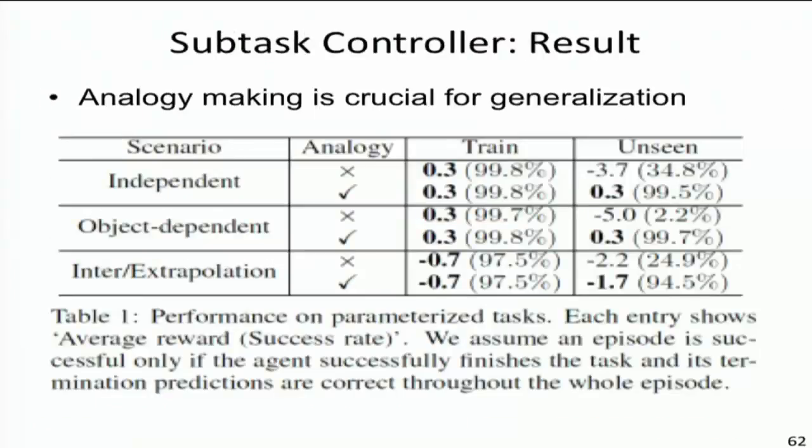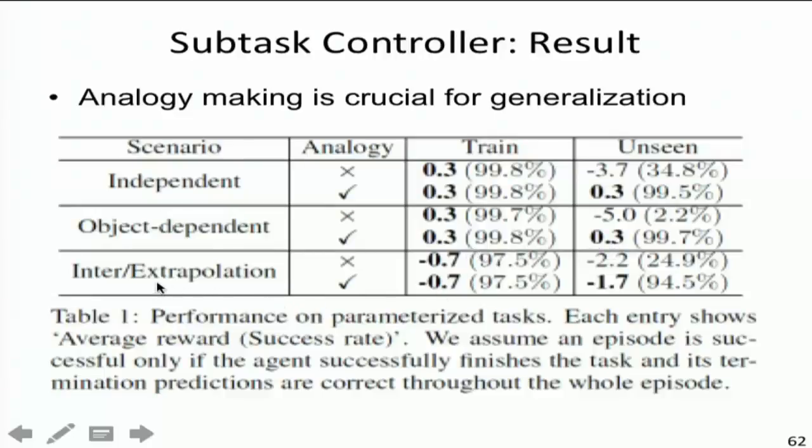And here are some summary results. If we compare the analogy making regularizer with the baseline without analogy making, usually the agent without analogy making can perform quite well on the training data, but it fails really badly in unseen scenarios. So it doesn't generalize well to unseen combinations of action and target object. The object-dependent scenario means that there is a command like interact, which means a specific action that can differ depending on the type of object. Again, using analogy making is useful in those scenarios.